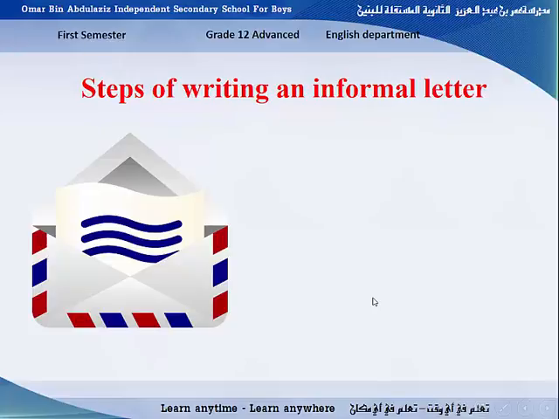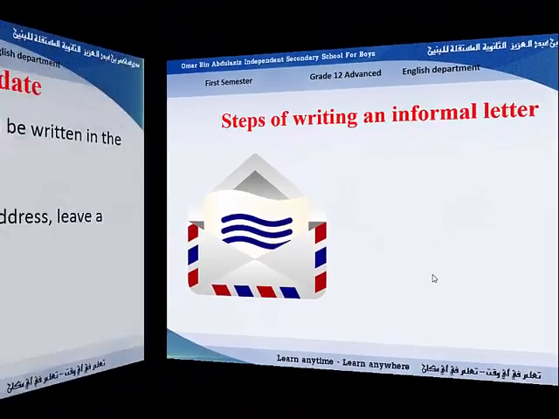Now let's move to the second part of our lesson today, which is writing. We are talking here about functional writing. There are many steps for writing an informal letter. We are going to start with the informal letter.